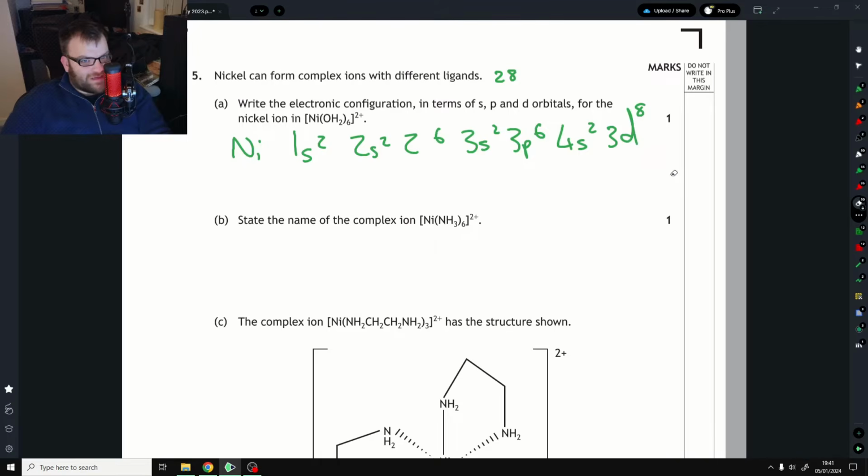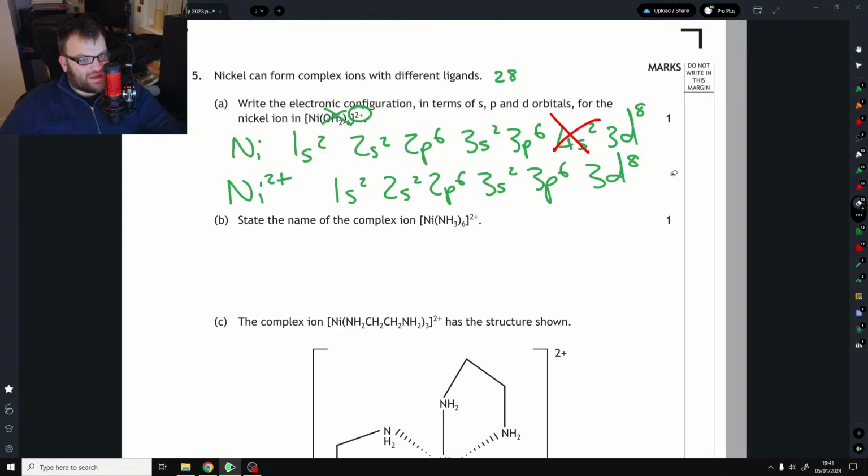Next, we work out how many electrons have been lost to make it an ion. In aqua, the OH2 is water, a neutral ligand, so it doesn't get involved. This means that the Ni must be 2+. When you have a transition metal, you're going to lose the 4s electrons before you lose the 3d. That would make our arrangement for the nickel ion 1s2, 2s2, 2p6, 3s2, 3p6, 3d8.